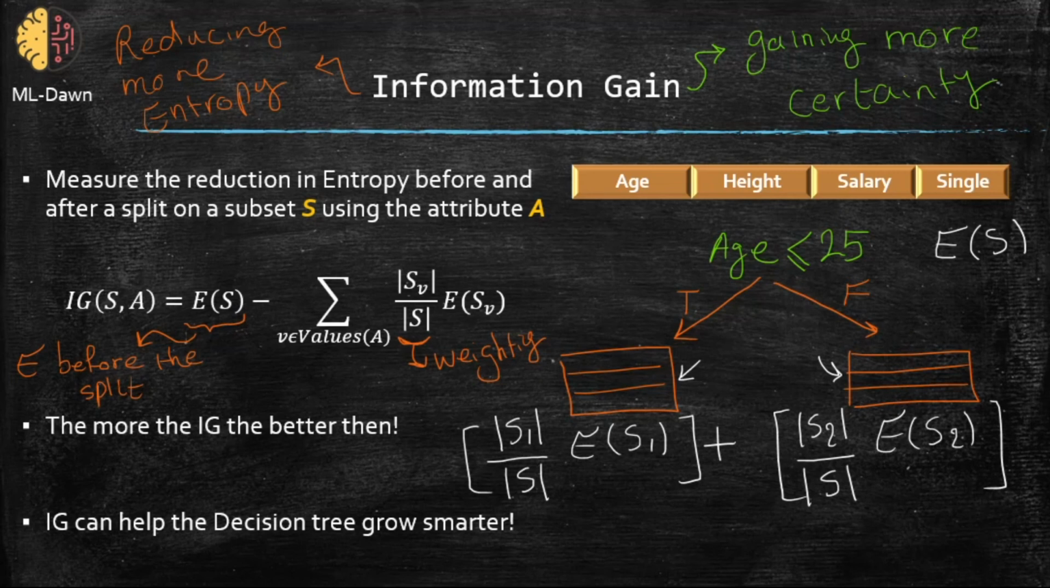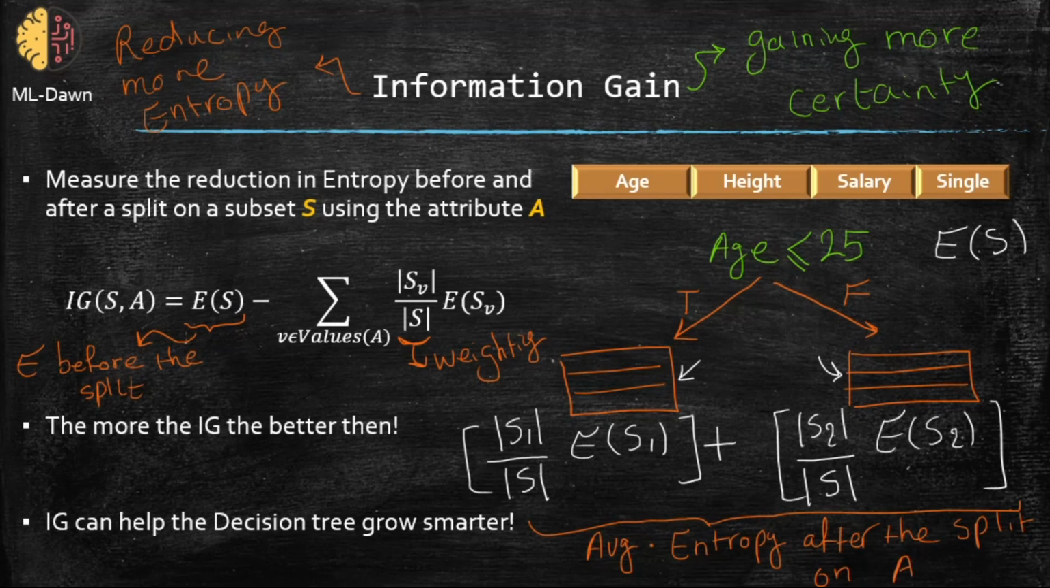Now, what is this whole sum? This is the average entropy after the split on age. And it's not just any averaging. Remember, it's a weighted average. We have this weighting by size. I will provide you with a nice numeric example in the next slide. This is just a simple warm-up.